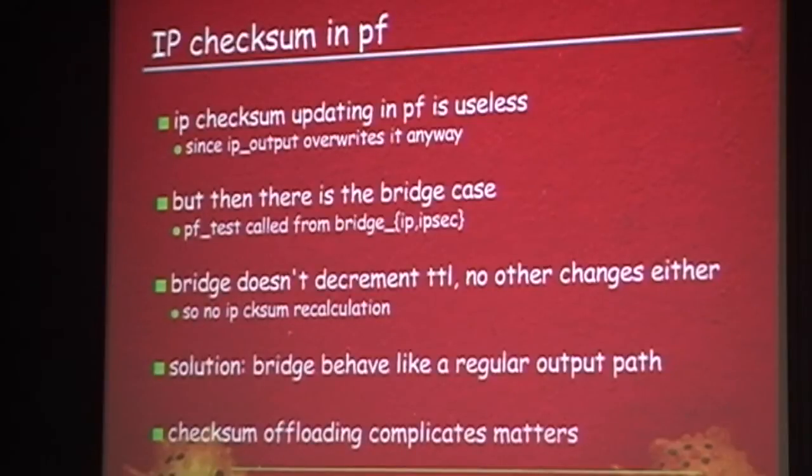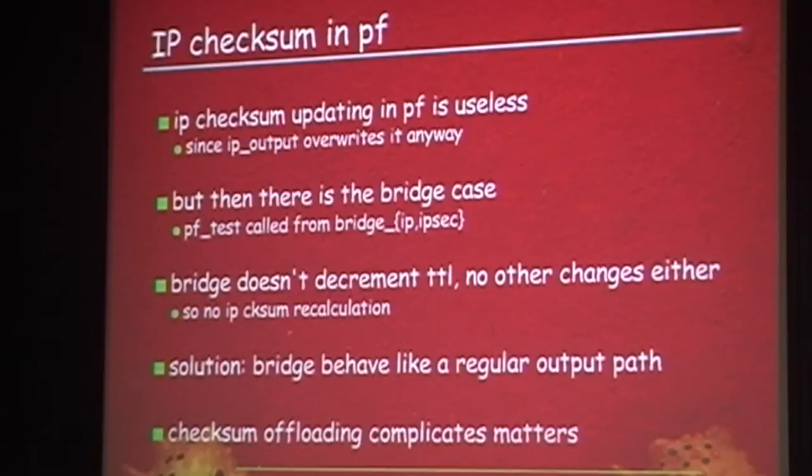Just having all this code in PF just for the bridge is kind of ridiculous. So the solution to that problem is to make the bridge behave. So when the bridge calls PF, and PF tells the bridge that the packet has been modified, just recalculate the IP checksum. That was actually pretty easy and straightforward to do. And I could basically delete all the checksumming code in PF.